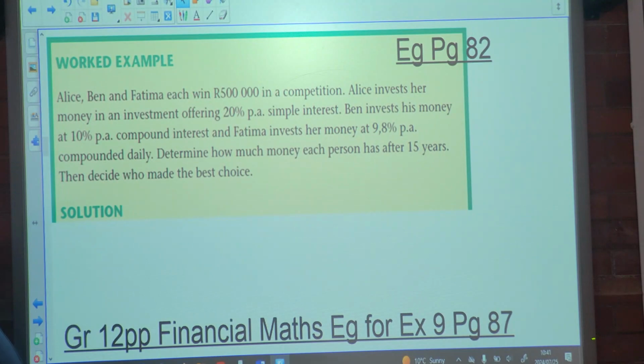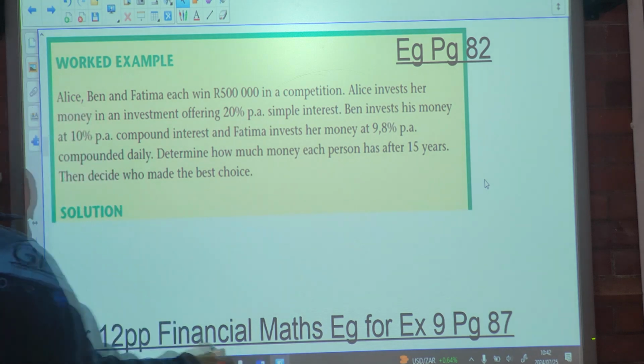So Alice, Ben and Fatma each win 500,000 rand in a competition. Wonder what competition this is? Imagine. But anyway, Alice invests her money in an investment offering 20% simple interest. Ben invests his money at 10% compound interest. Fatma invests her money at 9.8% compounded daily. Determine how much money each person has after 15 years, and then decide who made the best choice.